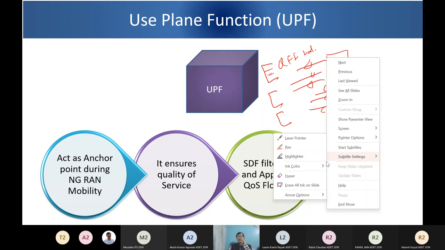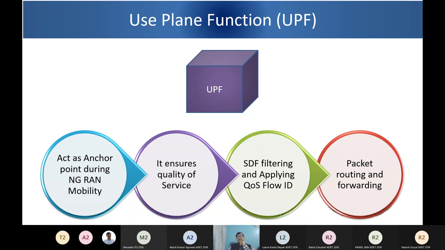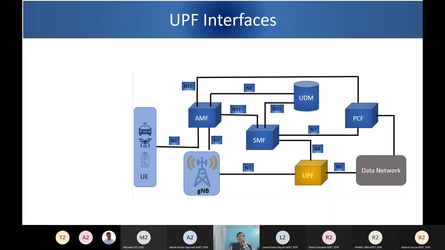The next function is, of course, packet routing and forwarding, because it is connected to the data network on one side and gNode B on the other side. So all those packet forwarding and routing is done here at UPF. What are the interfaces of UPF? N3 interface with gNode B, where the tunnel is created. N6 interface with the data network, N4 interface with SMF. So three interfaces. There is one more interface which is not written here. Suppose there are more than one UPF. As I said, there can even be an intermediate UPF. Suppose traffic is coming here and then it is going on. So basically, the interface between two UPFs is called N9. Please remember this. It is N9.